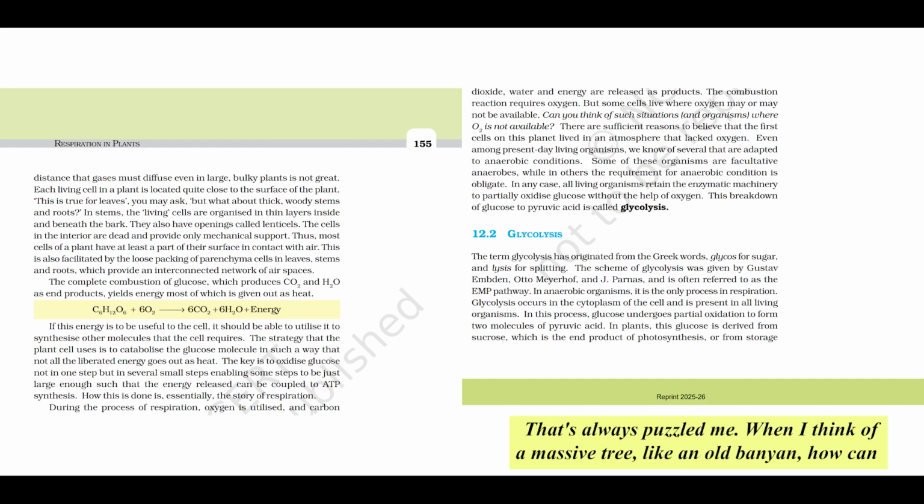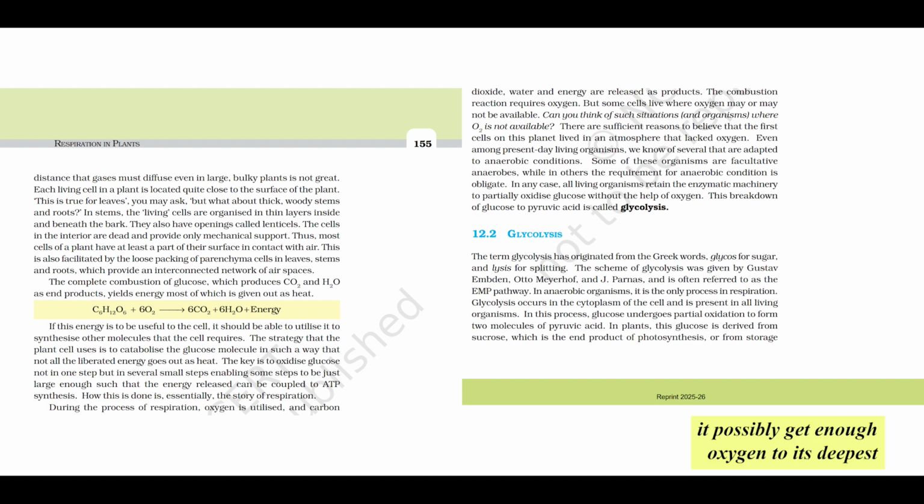That's always puzzled me. When I think of a massive tree, like an old banyan, how can it possibly get enough oxygen to its deepest cells without a circulatory system for gases, like we have our blood? It seems like it'd be a huge logistical challenge, almost impossible.